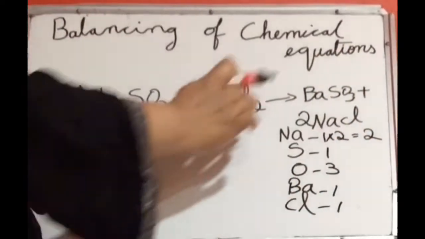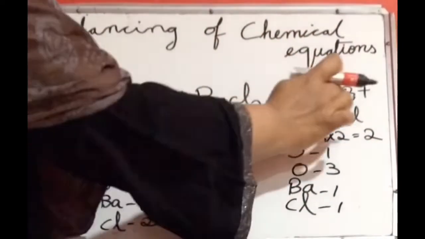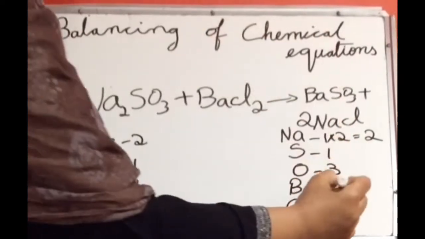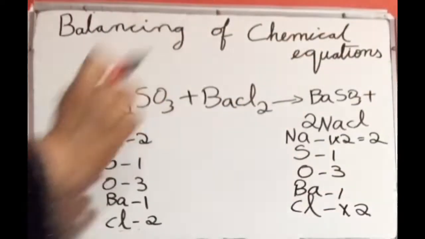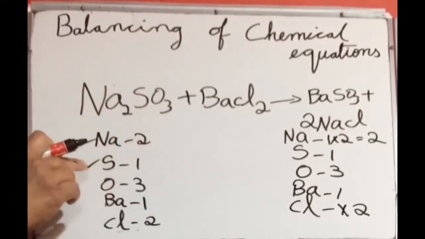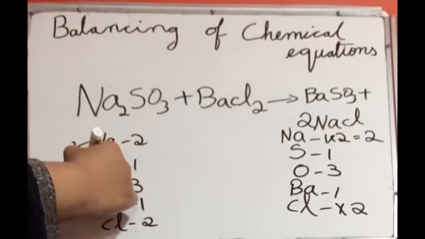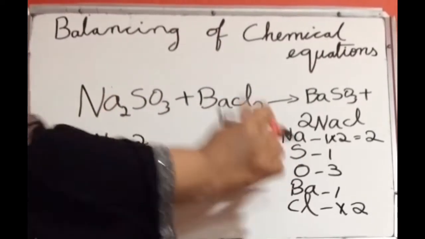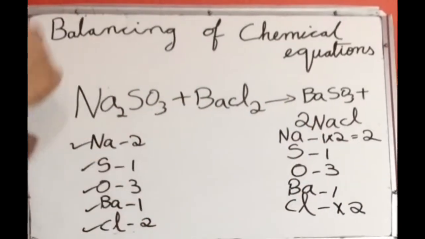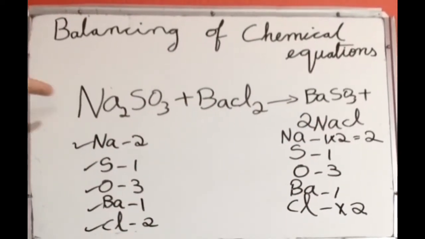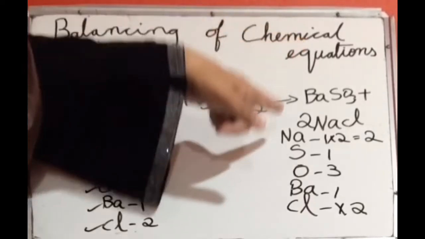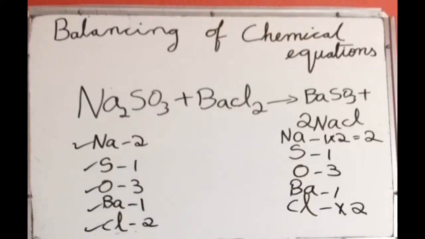There, 2 NaCl. Immediately you have to see the next element. Chlorine also becomes 2. So I will strike this and I will put 2. Next go to the sulfur. Sulfur 1, sulfur 1. So this is balanced. Oxygen 3, oxygen 3. This is also balanced. Barium 1, barium 1. Balanced. Chlorine 2, chlorine here also 2. So it is balanced. Now, how is the reaction? Now this reaction is balanced. Na2SO3 plus BaCl2 gives BaSO3 plus 2 NaCl.